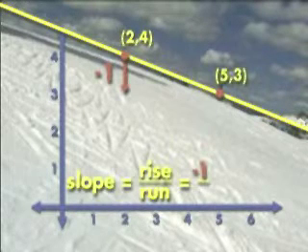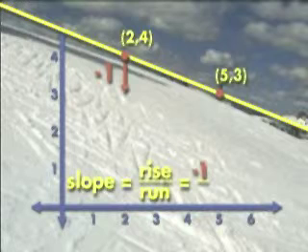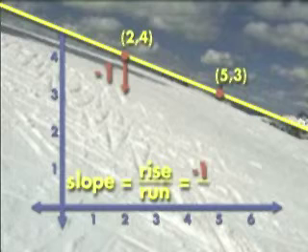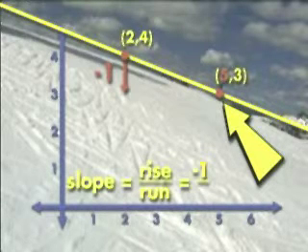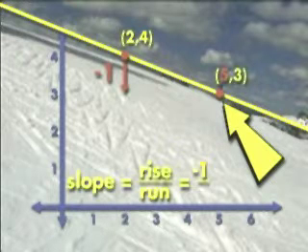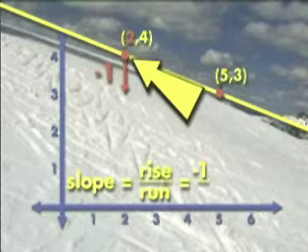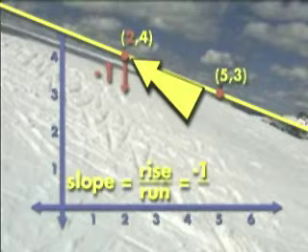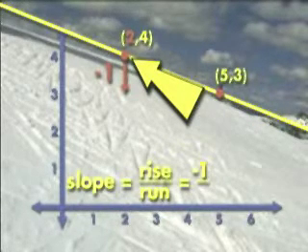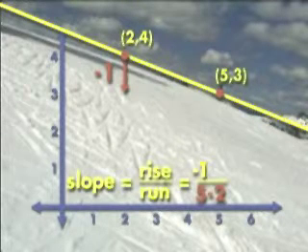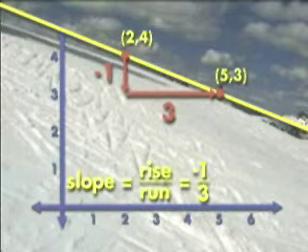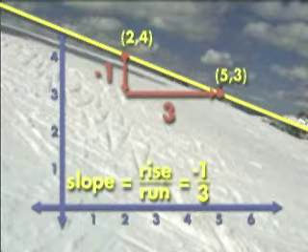Likewise, to find the horizontal change, or run, between the 2 points, we just find the difference between their x-coordinates. So let's look back to the points. The x-coordinate of this point is 5, and the x-coordinate of the other point is 2. Subtracting the x-coordinates will give us the horizontal change from one point to the other. 5 minus 2 is 3. So 3 is the horizontal change, or run, between the 2 points.